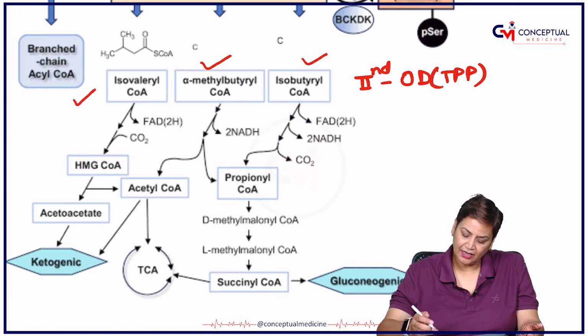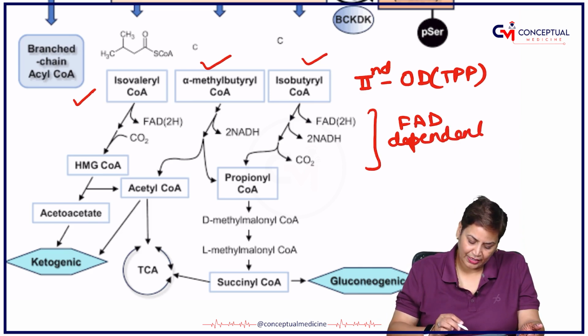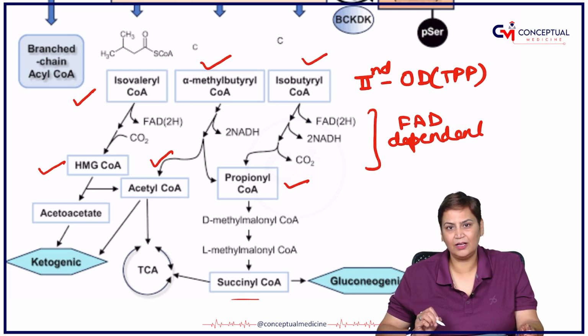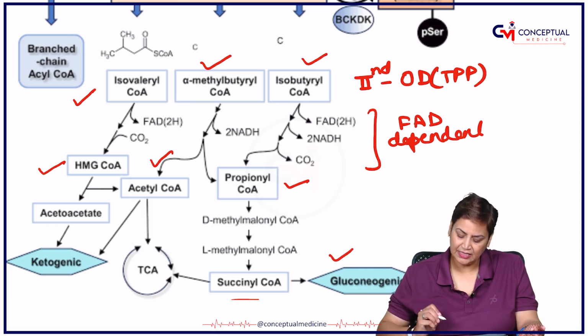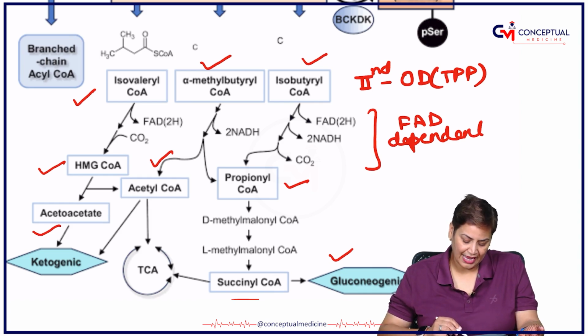Then the third reaction, I told you, is FAD dependent dehydrogenation. So if we talk about FAD dependent, you can see that HMG-CoA overall we can say. Then you can see propionyl coenzyme A, acetyl coenzyme A. This acetyl coenzyme A will obviously undergo TCA, or you can say propionyl coenzyme A forming succinyl coenzyme A. So wherever succinyl coenzyme A is being produced, we can say it is glucogenic. Whenever HMG-CoA is produced, we can call it ketogenic.